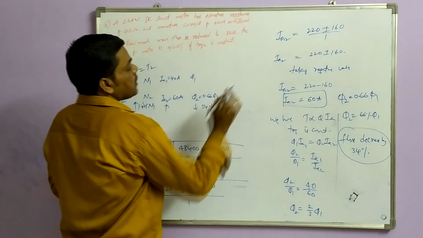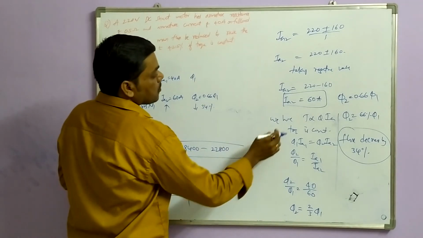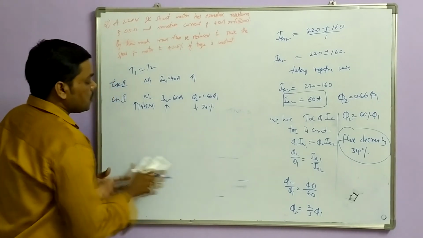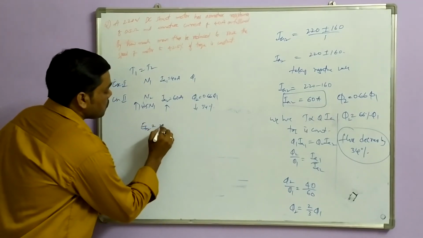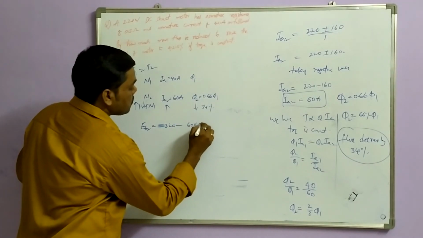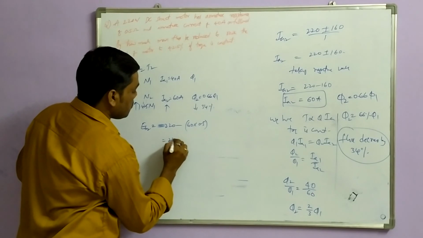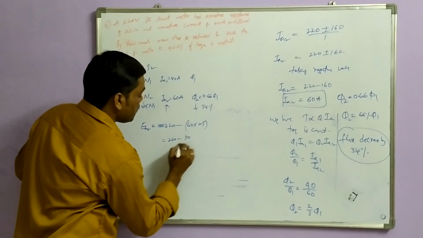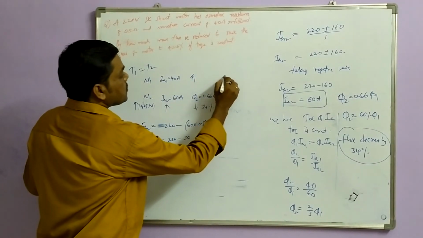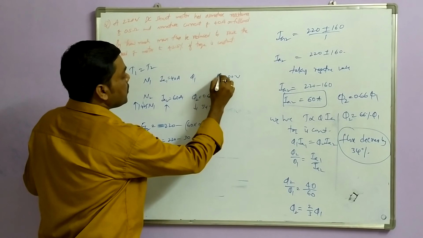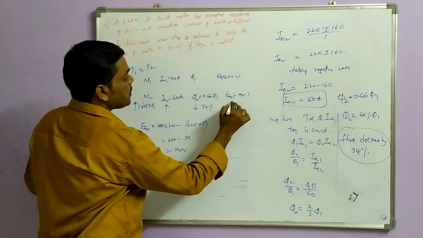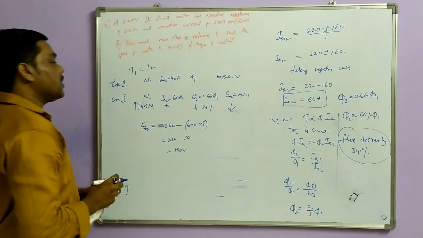And you see the back EMF. If you calculate the back EMF using 60 amperes, EB2 is equal to 220 minus 60 into 0.5. So that is 220 minus 30, which is 190 volts. In the first case, EB1 is 200 volts, and now EB2 is 190 volts. So you can see the back EMF also decreases.